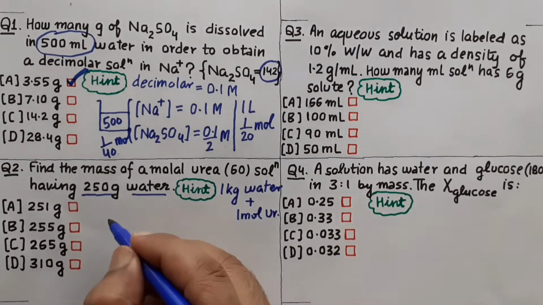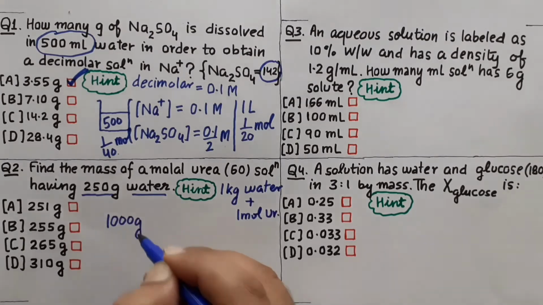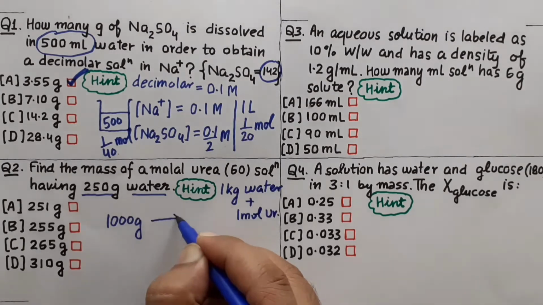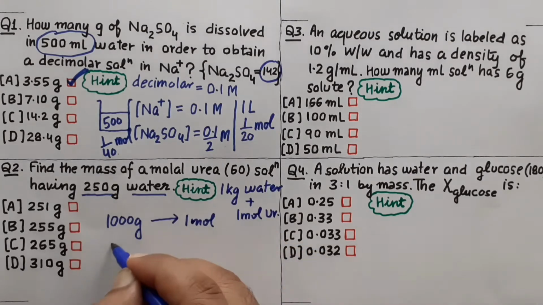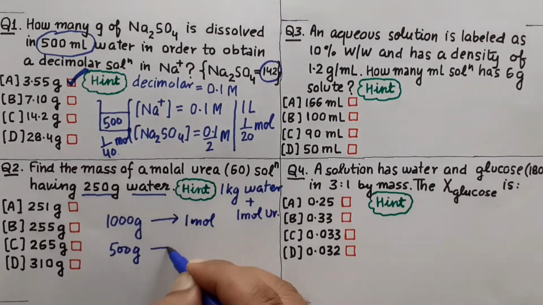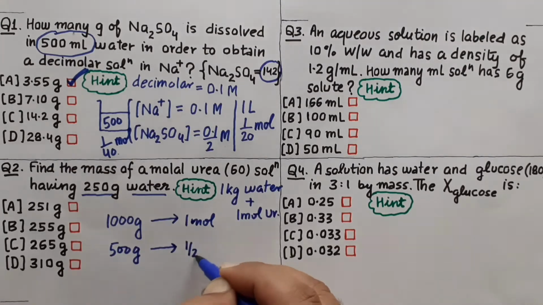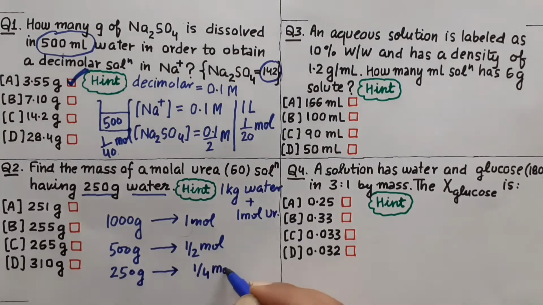अब आइए इसको elaborate करते हैं. 1 kg water हो गया 1000 ग्राम. So 1000 gram water contains 1 mole urea, right? अब इसको स्केल डाउन करते हैं तो इसे करते हैं 500 ग्राम वाटर. So this is half mole urea. But हमें कहाँ जाना है? We need to go to 250. So if you further go to 250 gram water then you will eventually get 1 by 4 mole urea.